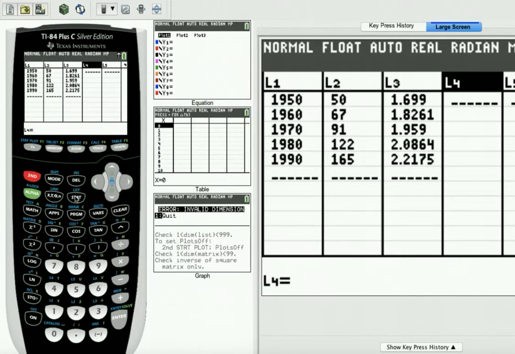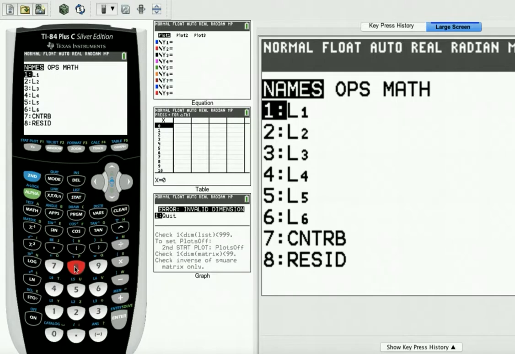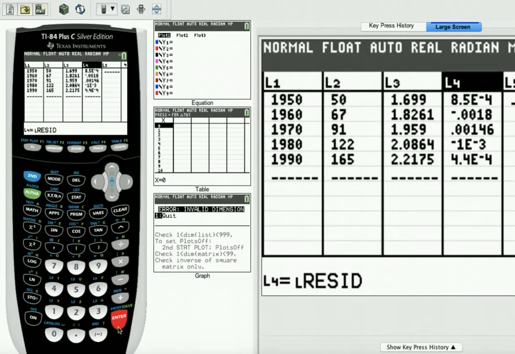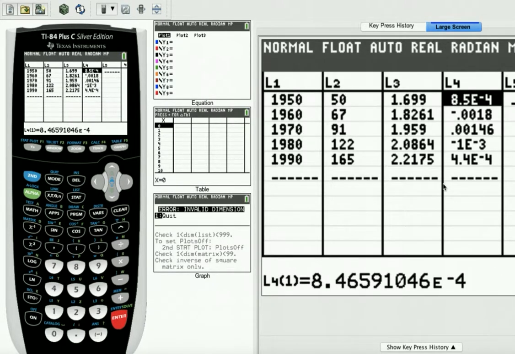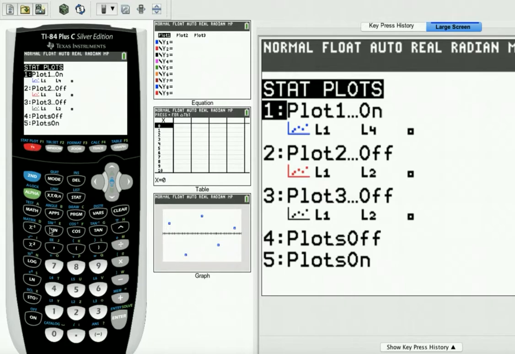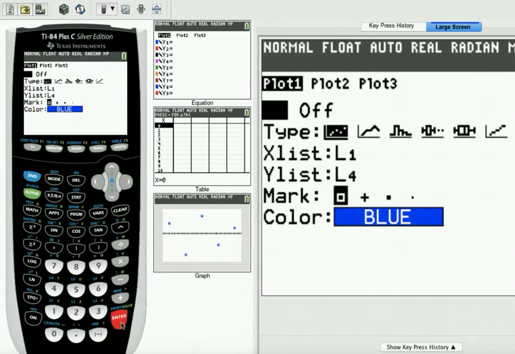So second, Stat, residuals, enter. Okay, so now we've got our residuals there. Okay, we want to see our residual plot. So we're going to do second, Y equals to go to our stat plot. We're going to make sure our stat plot is turned on. We just put our residuals in L4, so you want to make sure your Y's are in L4, and then you're going to graph it.